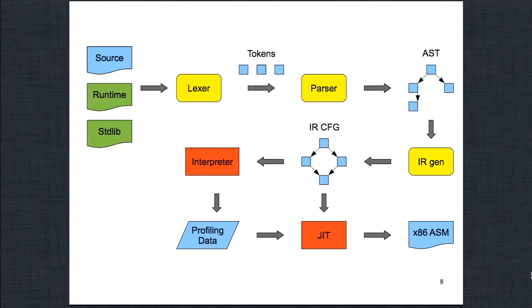And then this control flow graph can be executed immediately by the interpreter or eventually compiled by the JIT compiler. The interpreter can produce some profiling data, which is used by the JIT compiler to optimize the code. And the JIT compiler produces x86 machine code.